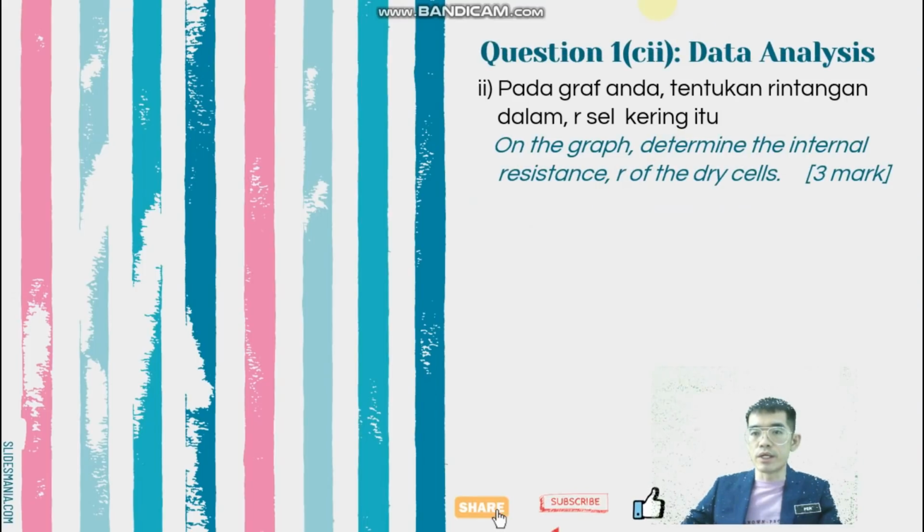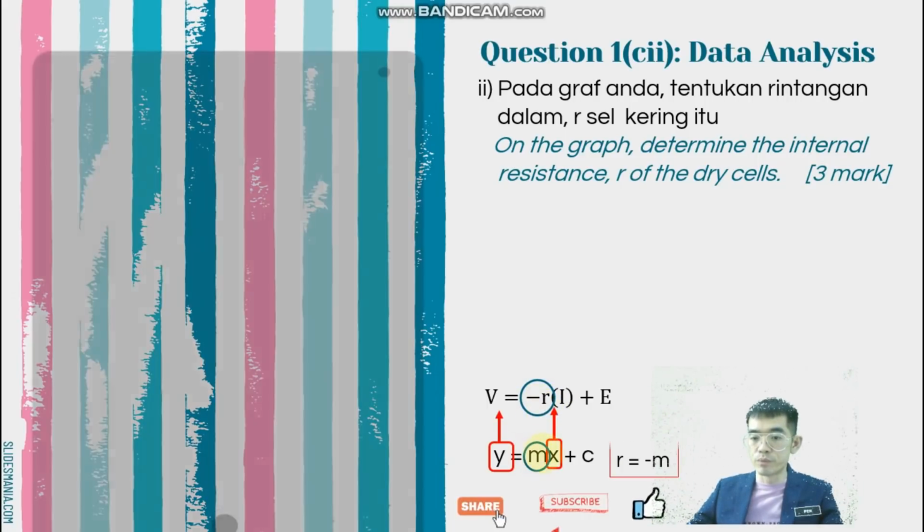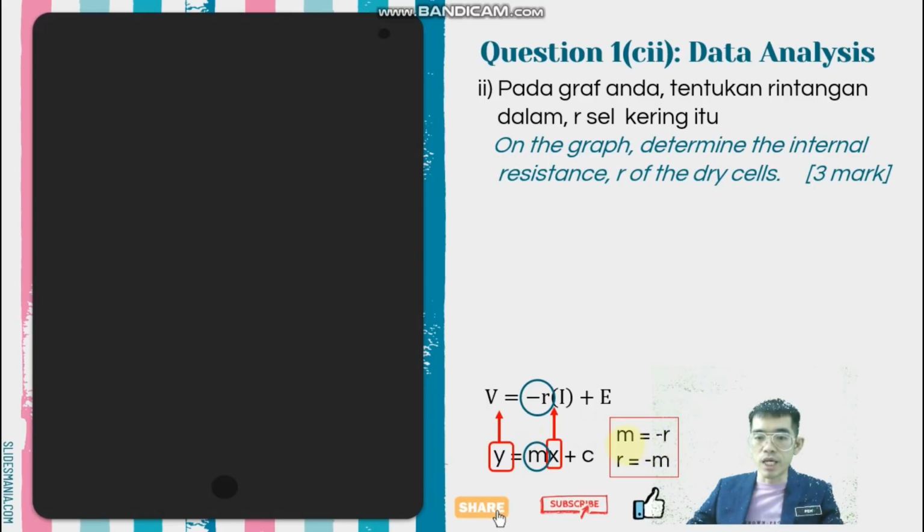Okay, so the next question: on your graph, determine the internal resistance of the dry cell. So how do we get the internal resistance? Again, we arrange a formula. Here it is very clear that the internal resistance will be represented by the gradient. From here you can see m equals negative r. So r, which is the internal resistance, will be the negative of the value of the gradient.